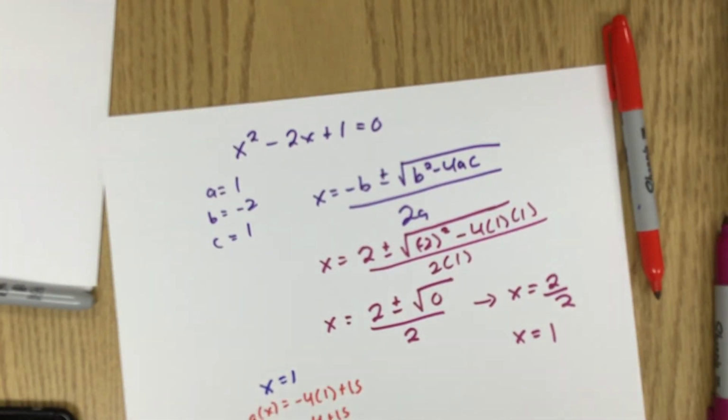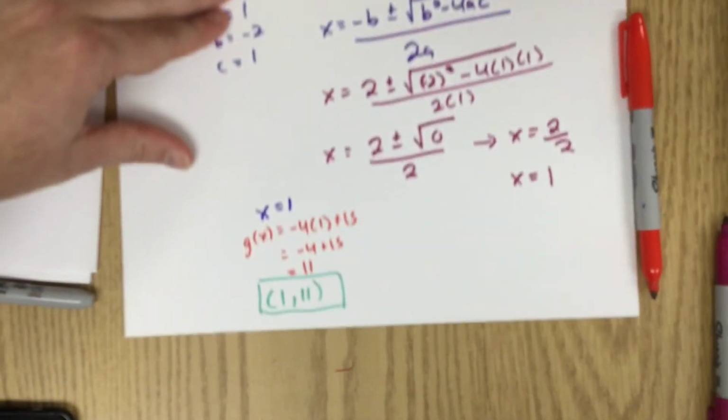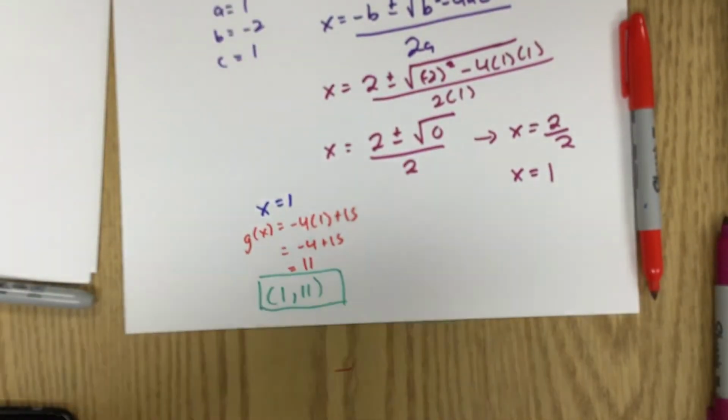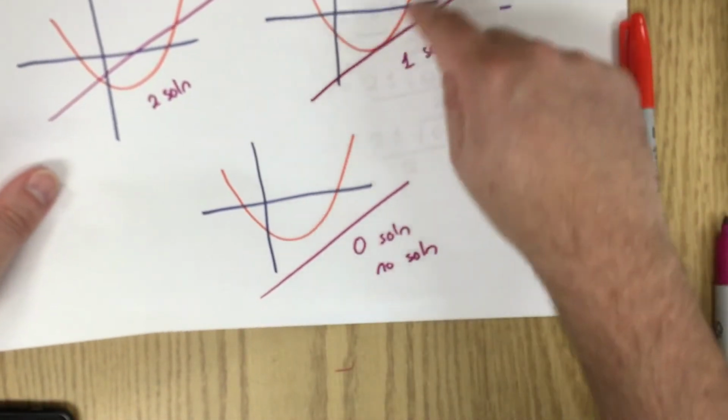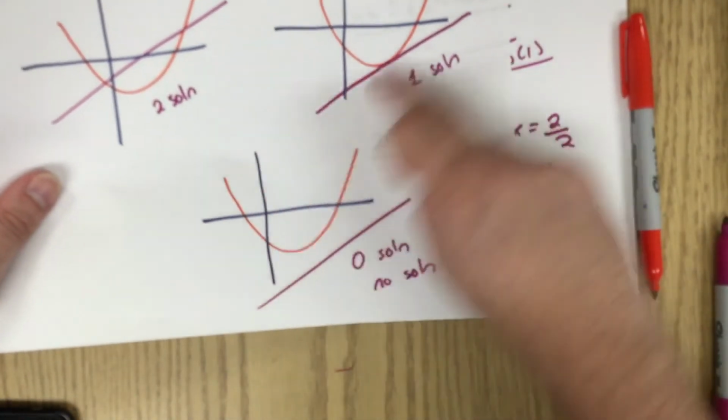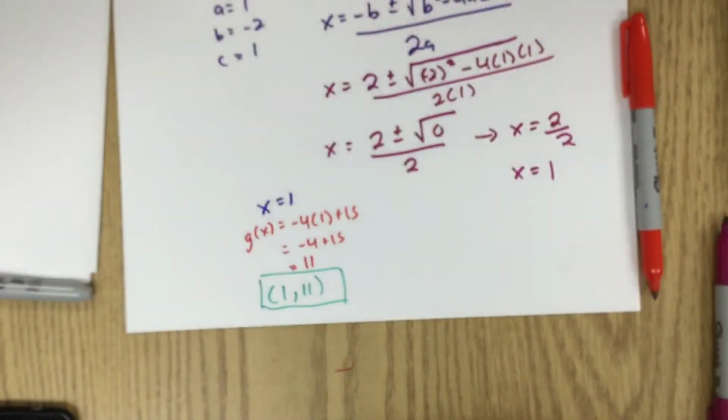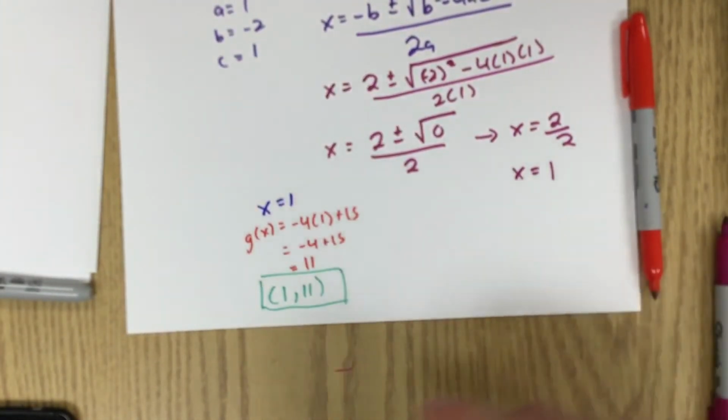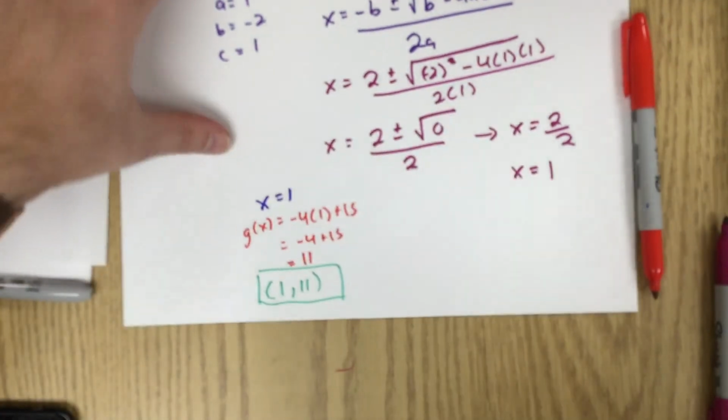So if we remember the three ways that these things could intersect each other, what we have is a situation like this, where we have the quadratic and we have the line, and they only intersect at one point.